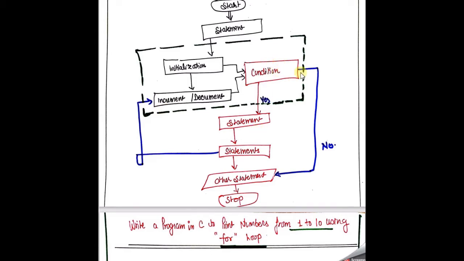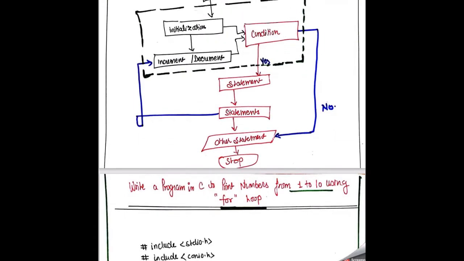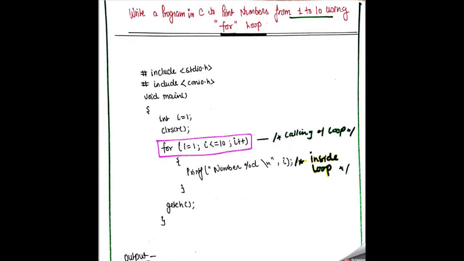If your condition is false, where do we have to go? You go outside of the loop, represented here as the other statement, and in this manner you can stop your for loop. How it actually works, we can understand with the help of a very small program, a very small concept: print the numbers from 1 to 10 using the for loop. So please look here.